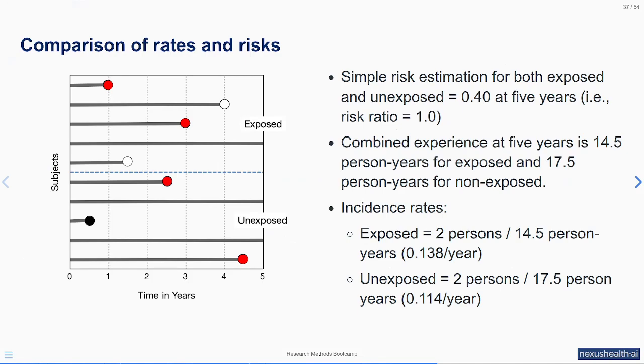However, if we look at the combined time experience, we find that the exposed group has 14.5 years and the non-exposed group has 17.5 person years. So it does appear that the exposed group is spending a shorter time being present in the study. So if we are to compare incidence rates, in the exposed group we have 0.13 per year, and in the unexposed group we have 0.114 per year. So it will appear that the unexposed group had a lower incidence rate.